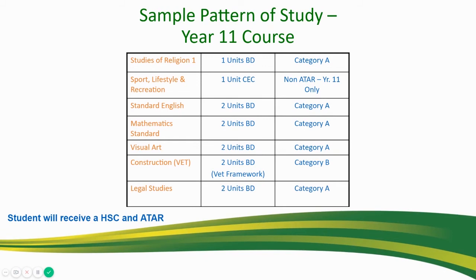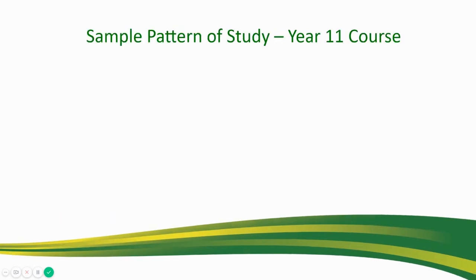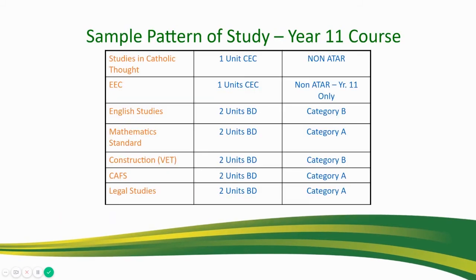Another example shows that there are two Category B subjects. There is a non-ATAR Studies in Catholic Thought, and the rest are Category A. However, due to the two Category B subjects, this particular pattern will only give HSC. ATAR is not eligible.